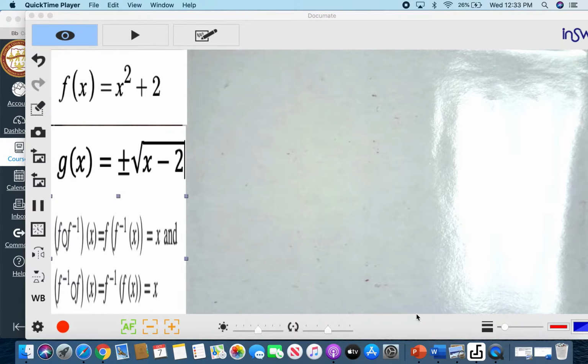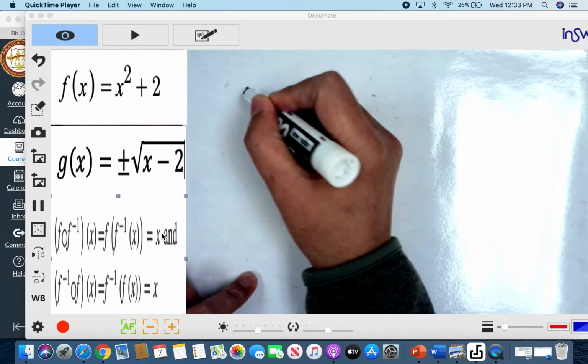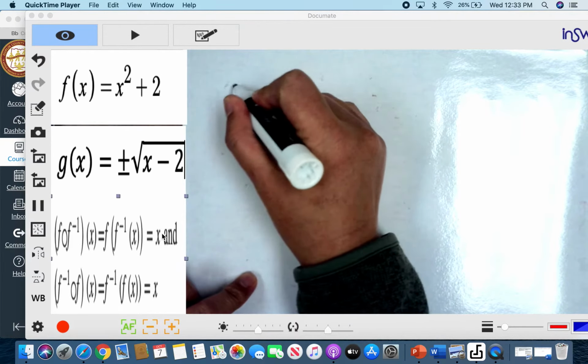If these two functions are inverses of each other, based on this definition, if you take the composition of the functions, you will always get x in each of the compositions. So let's do that. The first one is we will try to find the function composition.